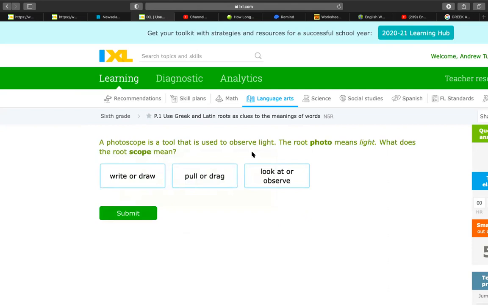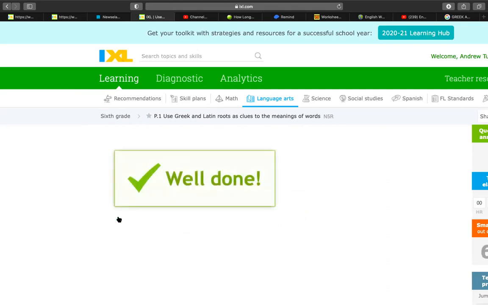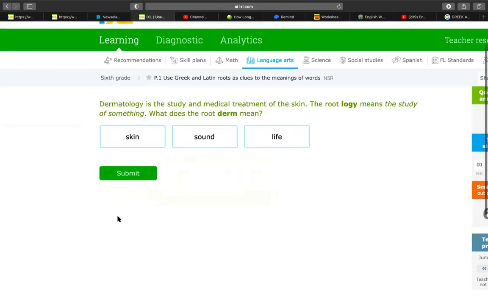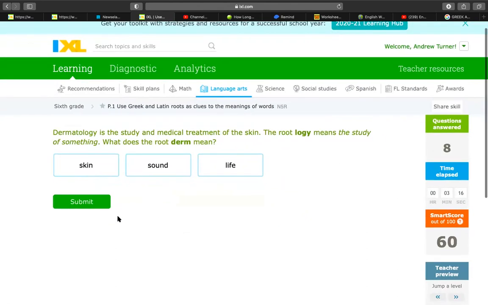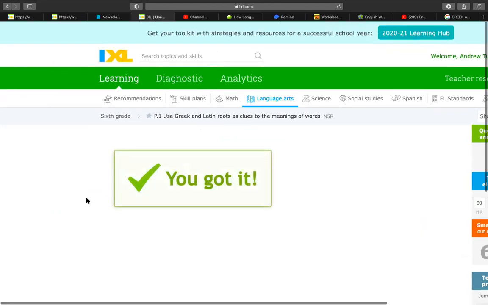To look or observe. Yeah, so you're looking at the light and observing it. Well done, very good. Dermatology is the study and medical treatment of skin. The root logy or ology means the study of something. What does the root derm mean? Skin. Yes, skin. Dermo.